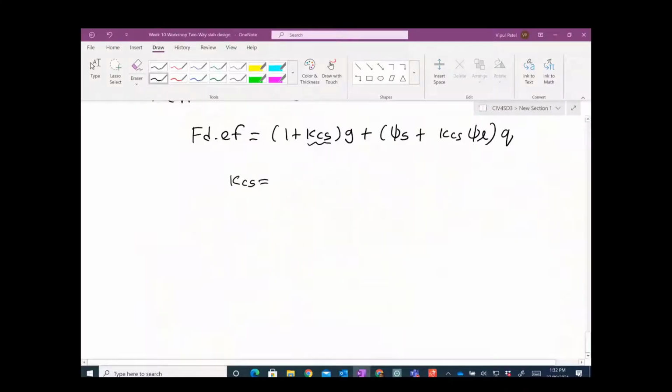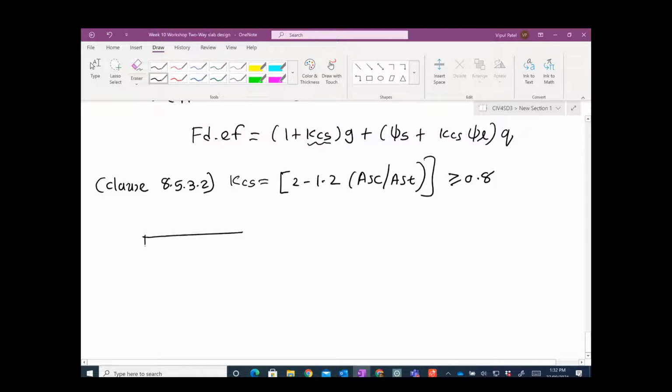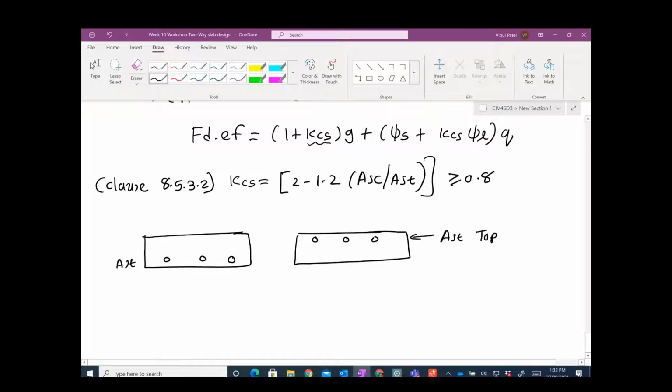So I can just copy that equation for the completeness of the example: 2 take away 1.2 Asc over Ast should be greater than or equal to 0.8, and that is coming from clause number 8.5.3.2. For the slabs, in the mid span you have this Ast here, and generally you have a top Ast as well at the support, at the top, right? When you have negative moments, we provide tensile reinforcement here.